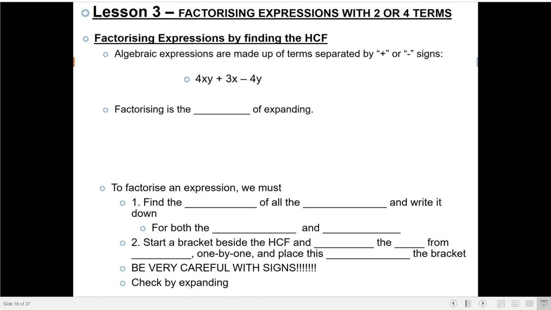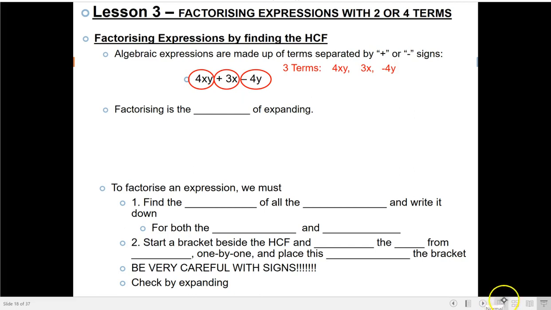Now before we get into it, guys, we need to realize what algebraic expressions are. They're made up of terms separated by plus or minus signs. So in that first little thing where it says 4xy plus 3x minus 4y, that is an algebraic expression. If we then set it equal to something, that would make it an algebraic equation. But since it's not equal to anything, it's just an expression. And that is made up of three terms. We can see here that the three terms are positive 4xy, positive 3x, and negative 4y. So that's just to clarify what a term is and what an expression is.